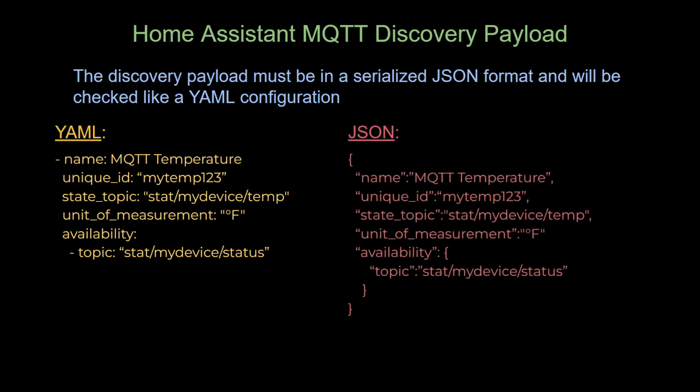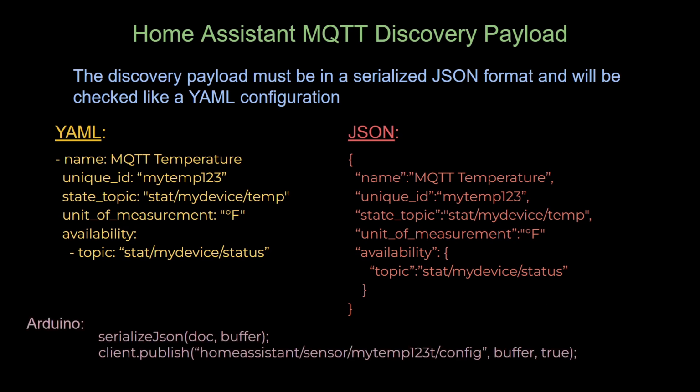So over here on the JSON side, we have the same key value pairs as we would have in YAML. So it's laid out exactly the same. Once we have that JSON payload, we can simply publish it. Again, the Arduino example, in this case, we would have something like a JSON document. We would add each of these key value pairs to that document, serialize that into a buffer, and then publish our discovery topic and the payload.